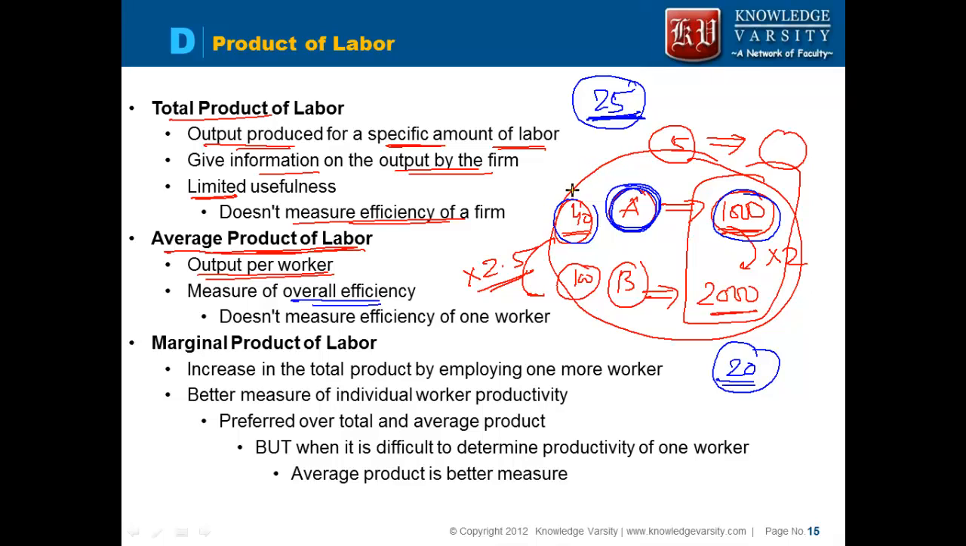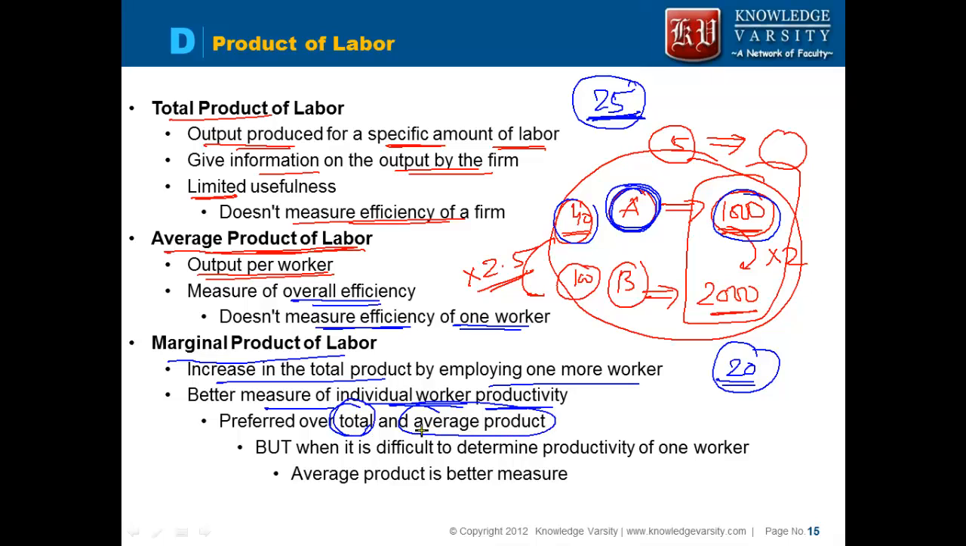But again the problem is, it does not measure the efficiency of one worker. To measure the efficiency of one worker, we need to see the marginal product of labor. What is the marginal product? We have seen it is the increase in the total product when you employ one more worker. It is a better measure of individual worker productivity, so we will prefer this over the total and average product.